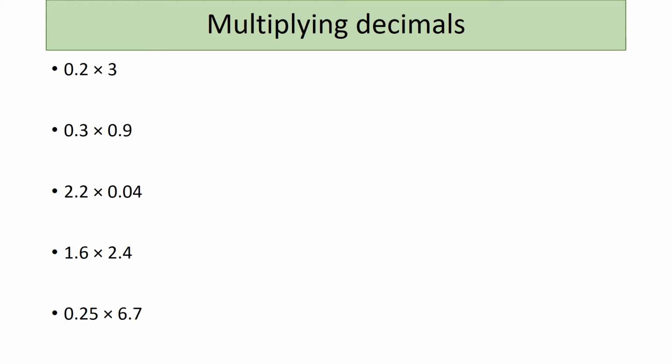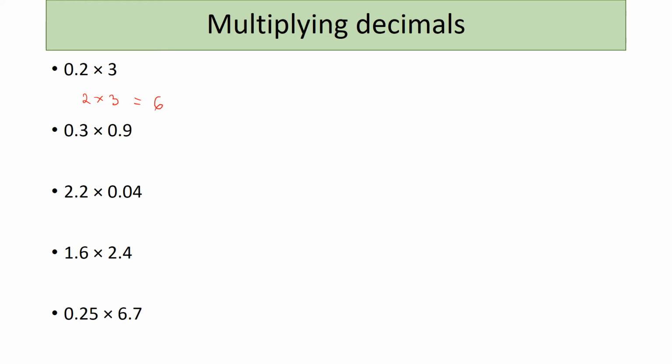In this video, we're looking at how to multiply decimals. Multiplying decimals is quite straightforward. What I would like you to imagine is that you deal with whole numbers for now. So even though my question is 0.2 times 3, I would like you to work out 2 times 3. Okay, that's quite easy. We know that is 6.